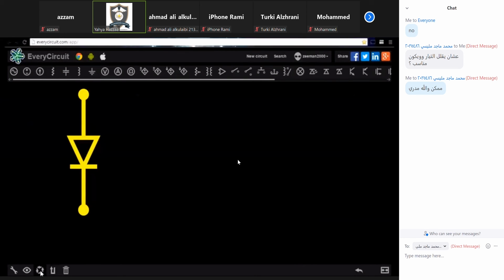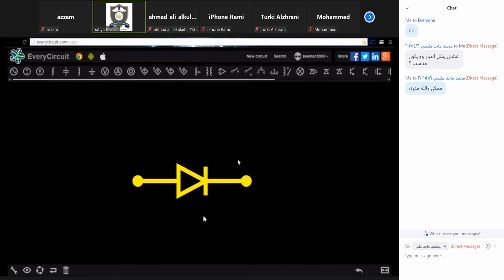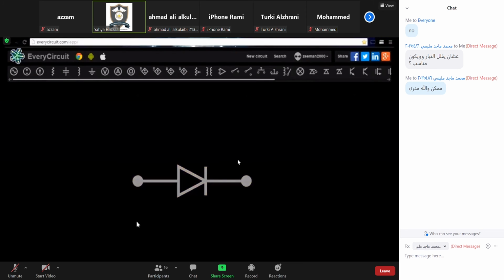A diode is a discrete component that allows current to flow in one direction only. It has a positive and negative terminal.